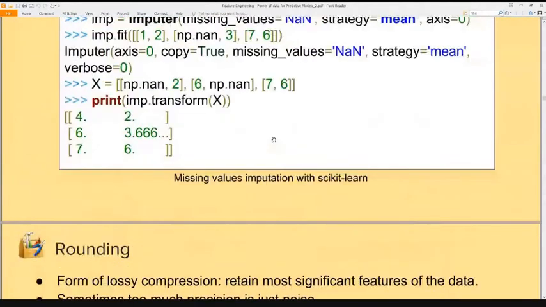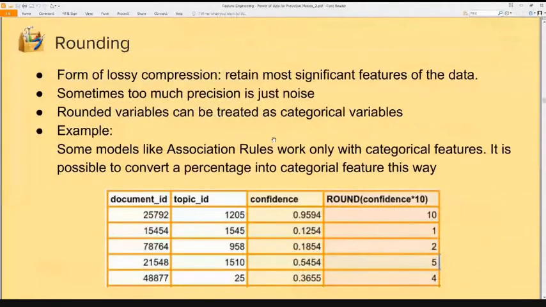Another item we look at in feature engineering. So we have missing values. Then sometimes we have rounding of values. Rounding is a form of lossy compression. It's used to retain the most significant features. Sometimes the decimals are just noisy.